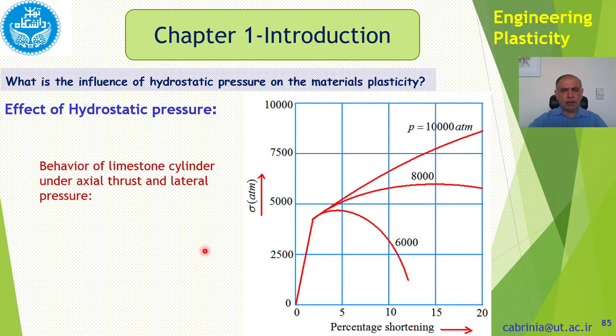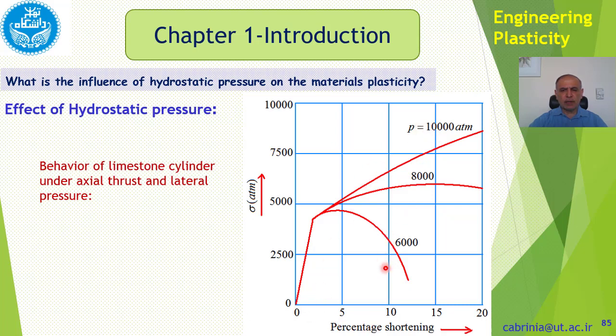Another effect on the behavior of material can be observed under high pressures, high hydrostatic pressures. Okay, here again we have sigma, and this is a compression test. This is percentage shortening. It means that the length of the specimen becomes shorter. So it's like the percentage elongation in tensile test. Here we have percentage shortening in compression.